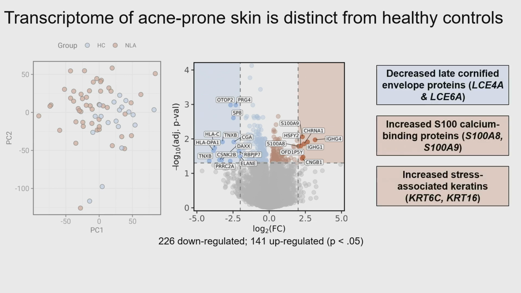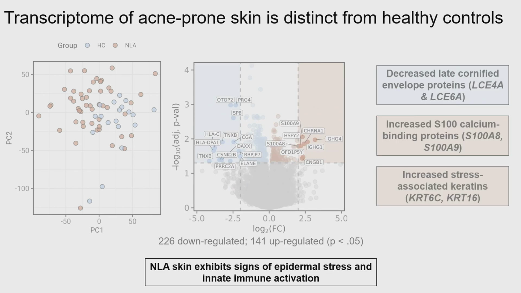When we looked at the top differentially expressed genes, we found that many of them were related to epidermal differentiation and innate immune response. This included late cornified envelope proteins 4A and 6A, which were downregulated in the non-lesional skin; the S100 calcium binding proteins S100A8 and A9, which were upregulated; and stress-associated keratins, keratin 6C and 16, which were also upregulated. Overall, this shows that the non-lesional acne skin exhibits some signs of epidermal stress and innate immune activation.